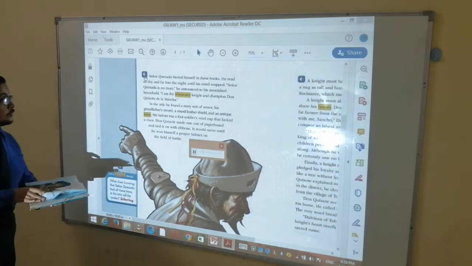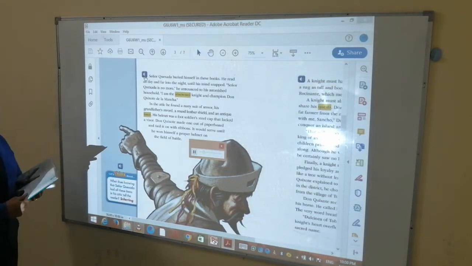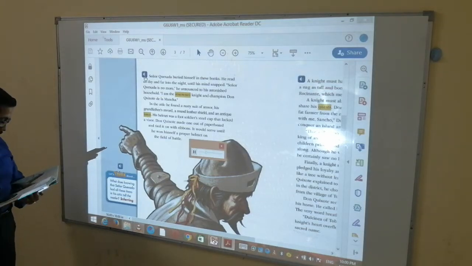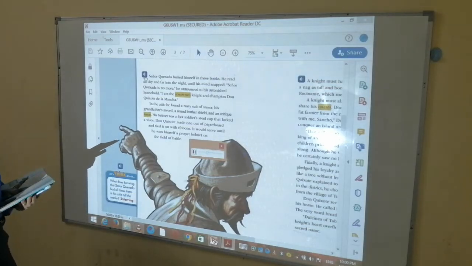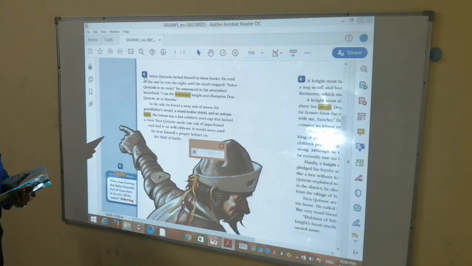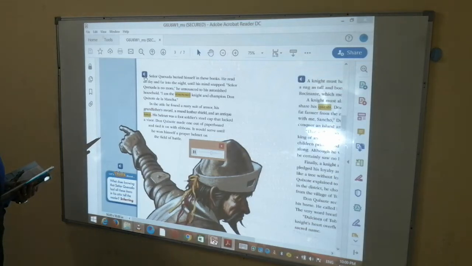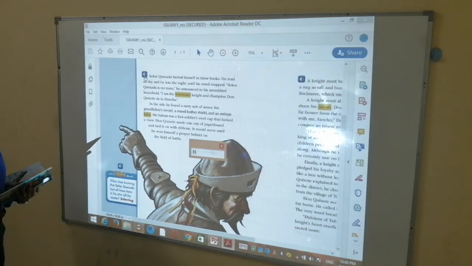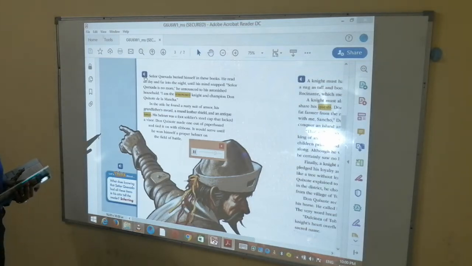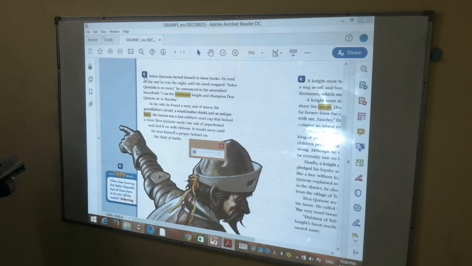Senor Quixote buried himself in these books. He read all day and far into the night until his mind snapped. Senor Quixote is no more, he announced to his astonished household. I am the renowned knight and champion Don Quixote de la Mancha. In the attic, he found a rusty suit of armor, his grandfather's sword, a round leather shield, and an antique lance. His helmet was a foot soldier's steel cap that lacked a visor. Don Quixote made one out of paperboard and tied it on with ribbons. It would serve until he won himself a proper helmet on the field of battle.